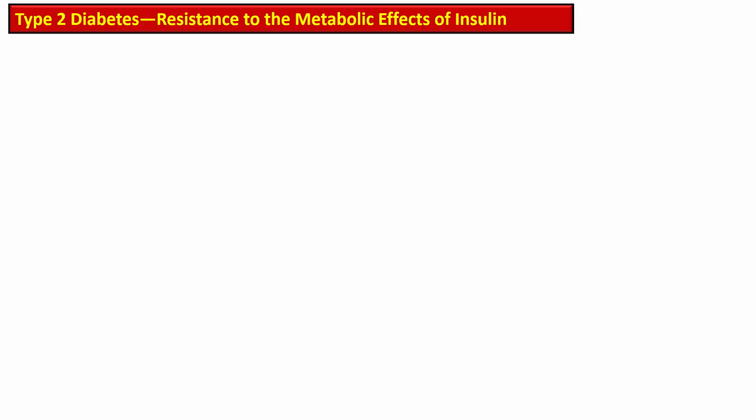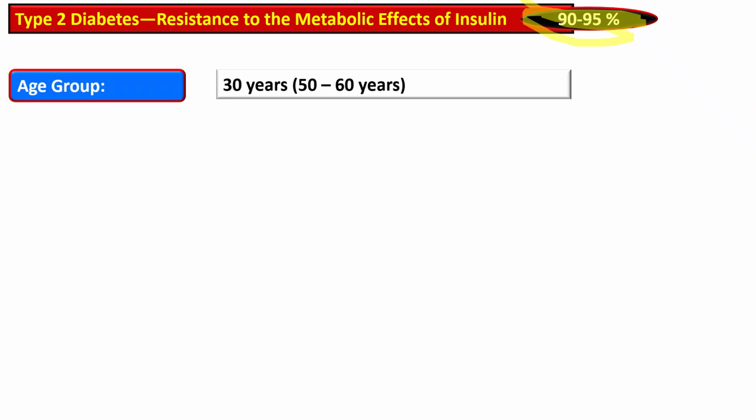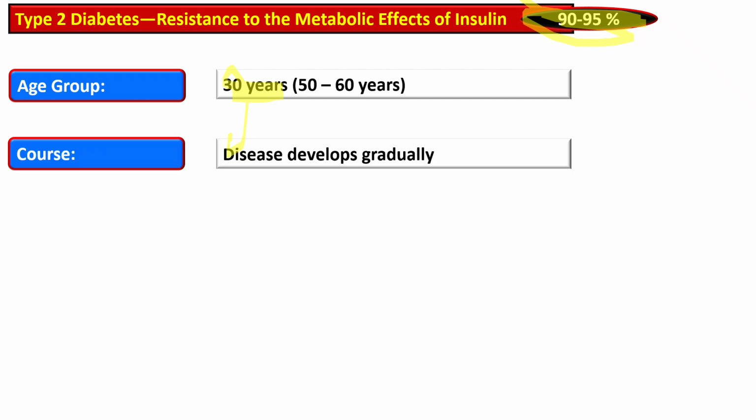Type 2 diabetes mellitus is caused primarily by insulin resistance, that is the reduced tissue response to insulin. It is not caused by lack of insulin production. It accounts for about 90 to 95% of all cases of diabetes. It often develops at or after the age of 30, but is increasingly seen in younger people also due to rising obesity rate.